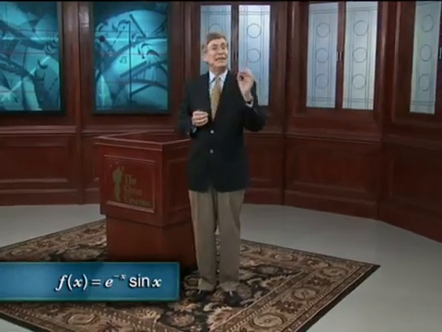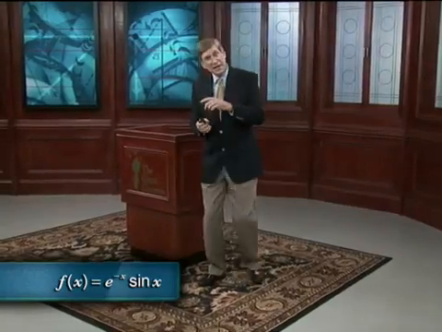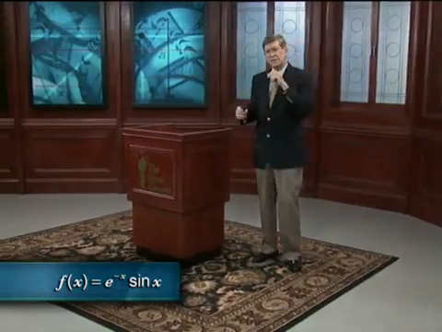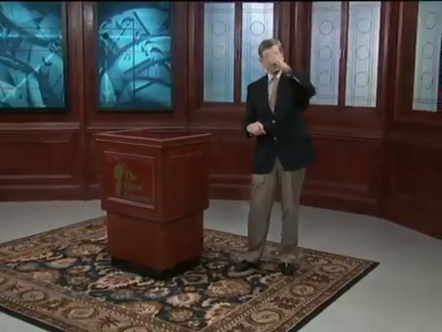So let's look at the graph of f of x equals e to the minus x times sine x. So sine x I know about, up and down, up and down, up and down. What about e to the minus x? Well, it's a decaying exponential, isn't it? As x gets bigger, e to the minus x tends to 0. So it's a decaying exponential. What will the graph of this product look like?